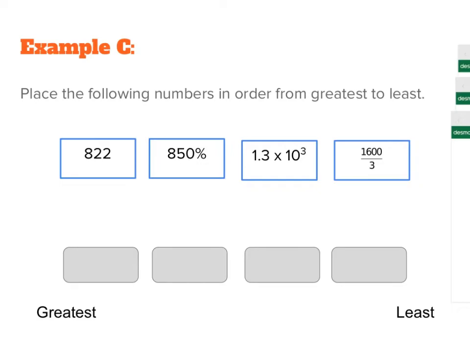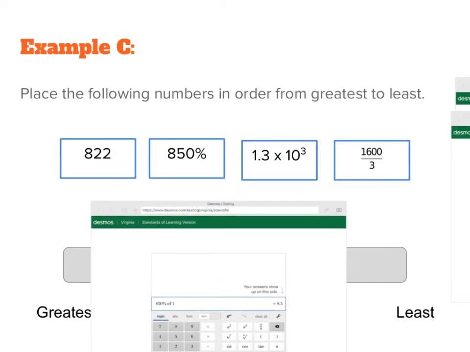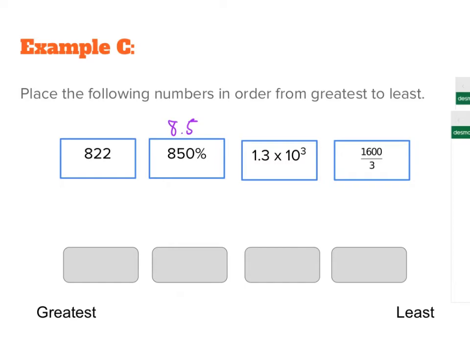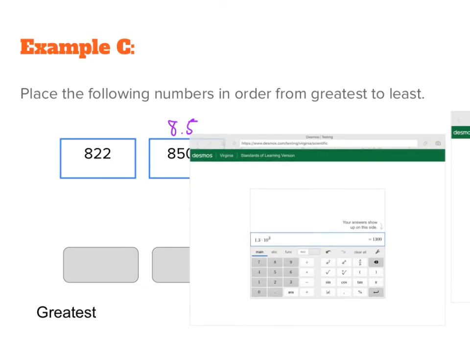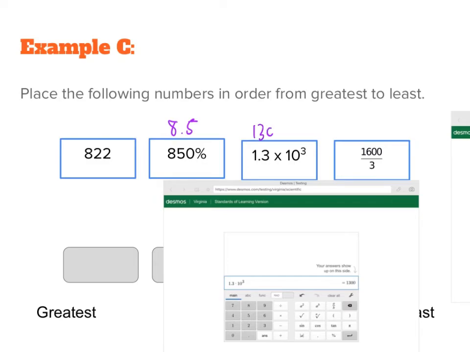So the next thing we have is 850%. So again, type that into our calculator of 1. 850% of 1 is 8.5. So again, that's going to be bigger than 1, but as we can already tell, 8.5 is probably going to be smaller than 822. So we can probably figure out that order already. Our next number is 1.3 times 10 to the positive third. Again, we can move our decimal places 3 places to the right, or we could use our calculator, type that right in. If we do that, 1.3 times 10 to the third gives us 1,300. So again, bigger than 1.